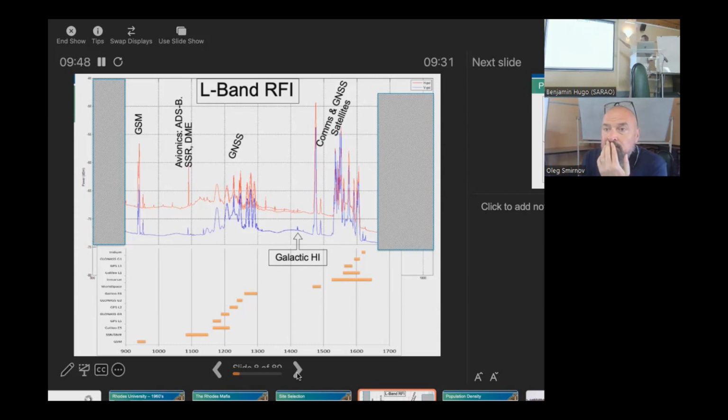On the left-hand side, around 900-something megahertz, cell phones. And then all the aircraft stuff over there: avionics, radars, DME, all those sorts of things. That's not going to go away. Then GPS, GNSS satellites take up a whole lot of the spectrum. Then there's a nice little bit in the middle where we can do some astronomy, and then we go back into the satellite band again. So RFI is a real problem in radio astronomy, even if you go to an RFI-quiet site. And this data was taken from the MeerKAT site. But still, you do the best you can.